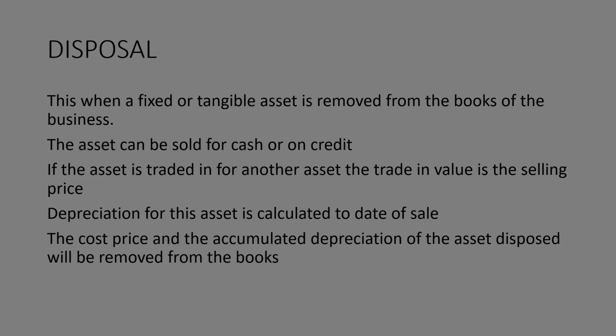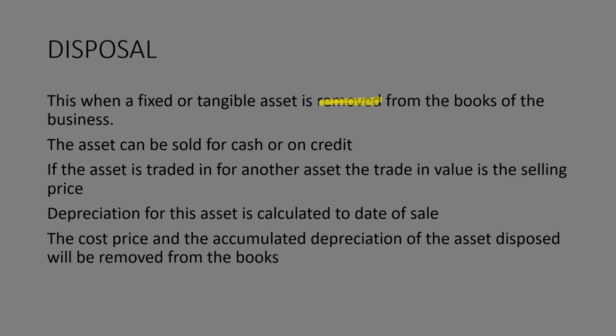Right, looking at asset disposal, this is when a fixed asset has been removed from the books. So when you remove a fixed asset from your books, either by a form of a sale or by way of exchanging for another, that is considered a disposal. Any one of the fixed or tangible assets can be disposed of, that means basically sold.